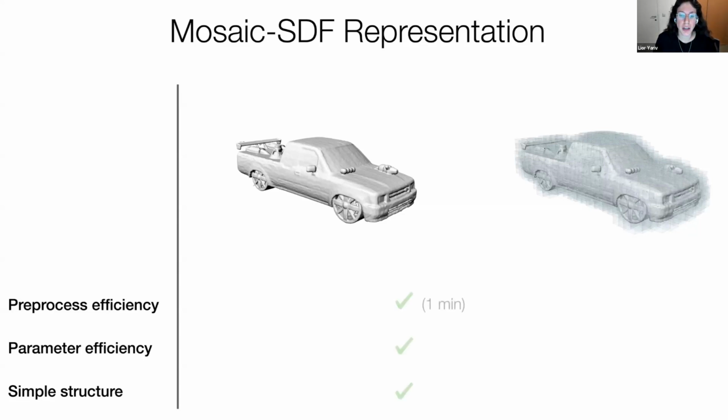But in terms of the design principles, as you can expect, it fits all of the design principles that we had in mind. So it is efficient in the pre-process. It takes only 1 minute. It is efficient in parameters. So this is the reconstructed car with the same budget as I showed you in the previous slide. And you can see that it has the best trade-off between the parameter budget and the approximation power. And it has a simple tensorial structure that is compatible with the transformer architecture that we will use as our generative model.